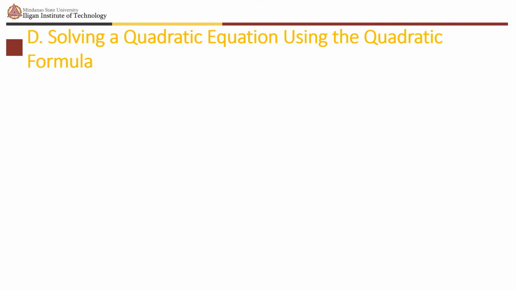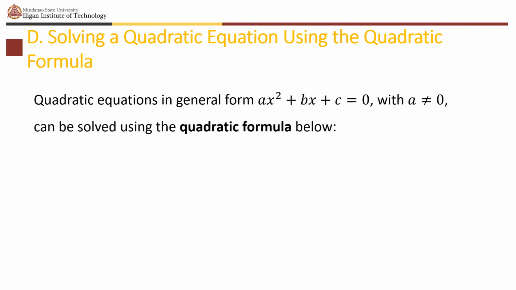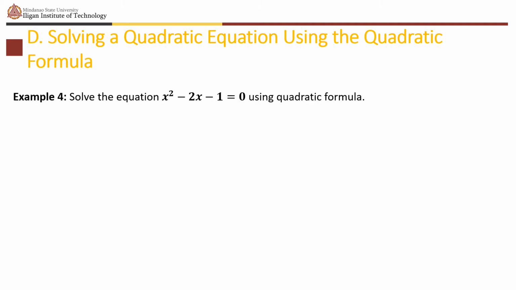A quadratic equation in general form ax squared plus bx plus c equal to 0, when a is not equal to 0, can be solved using the quadratic formula below. That is given by x equals minus b plus or minus the square root of b squared minus 4ac, all over 2a, wherein a is not equal to 0. So solving a quadratic equation using the quadratic formula, we have the following example.